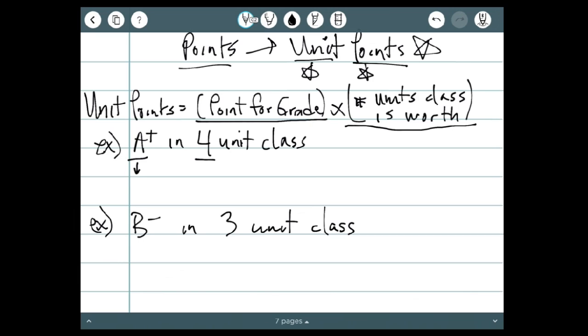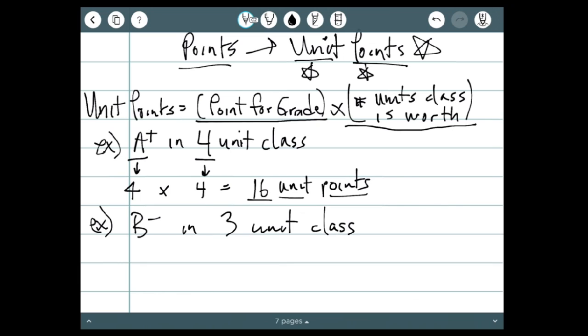So let's say you get an A plus in a 4-unit class. For you to get that A plus, you would eventually end up getting 4 points, because if you get an A plus, you get 4 points. But now remember, it's a 4-unit class. If it's a 4-unit class, that usually means it was a lot more work than a 3-unit class or a 2-unit class. So you want to weight it accordingly. So a 4-unit class should give you 4 units. So if you wanted to find the unit points associated with this, you'd have to multiply the two together. And for this class, you end up getting 16 unit points. Okay?